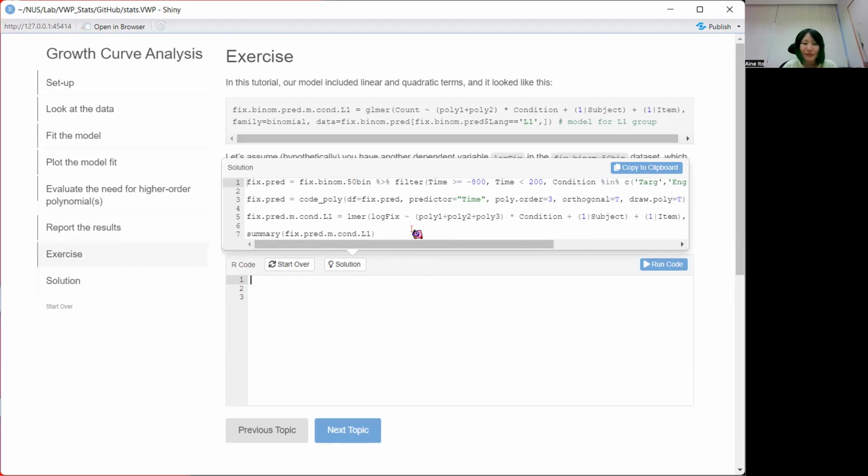Any question about the exercise? Did we all get it? Looks like it. Okay, great. That was all for the growth curve analysis, and looking at the time, I probably don't have time to look at the cluster validation today.